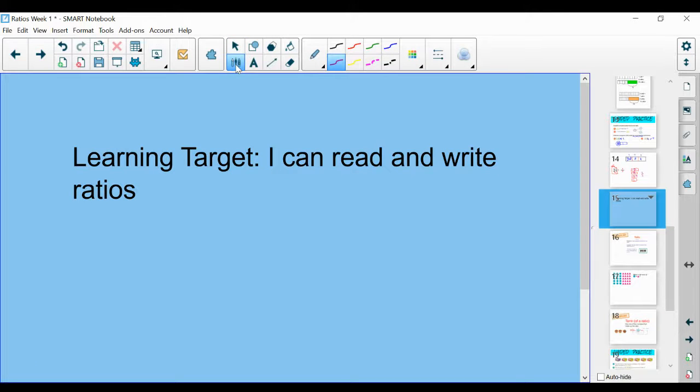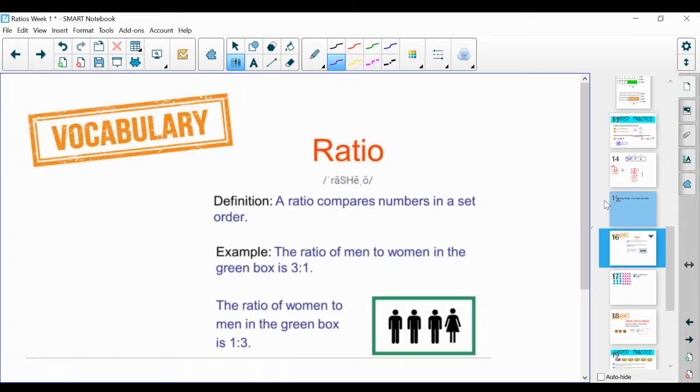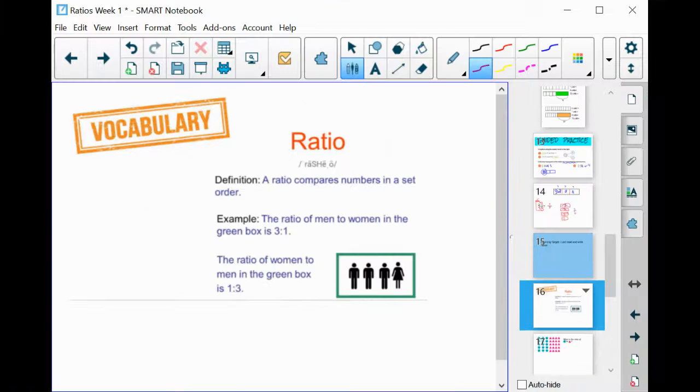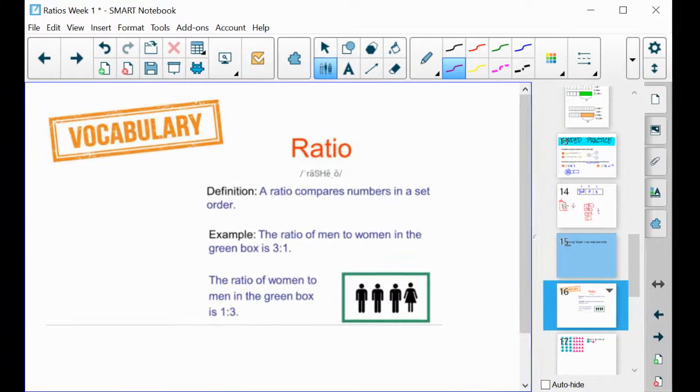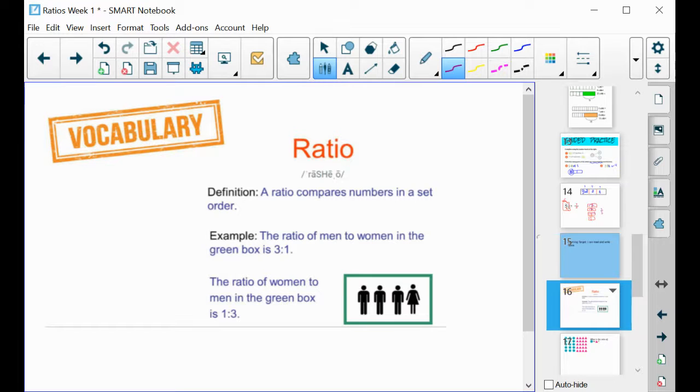Our learning target is I can read and write ratios. First thing we need to do is look at and understand what a ratio is. So a ratio is a way to compare two numbers or two terms or even two things. Here's an example right here for you.